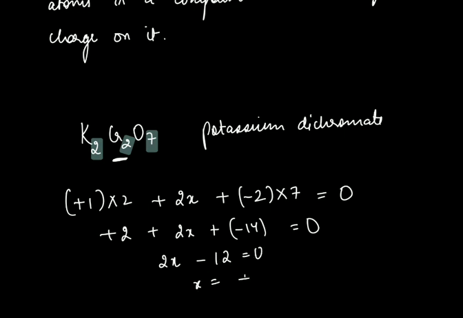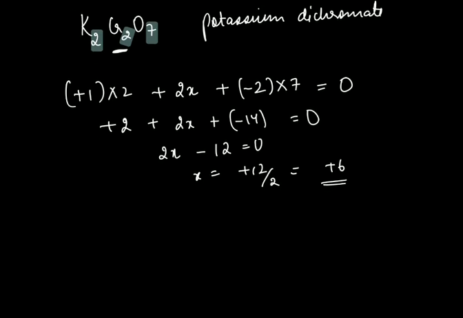So x will be equal to plus 12 divided by 2. So this will be plus 6. So plus 6 for one chromium atom. If you multiply into 2, like for 2x, it will be plus 12. Then we go to another one, MnO4 minus.